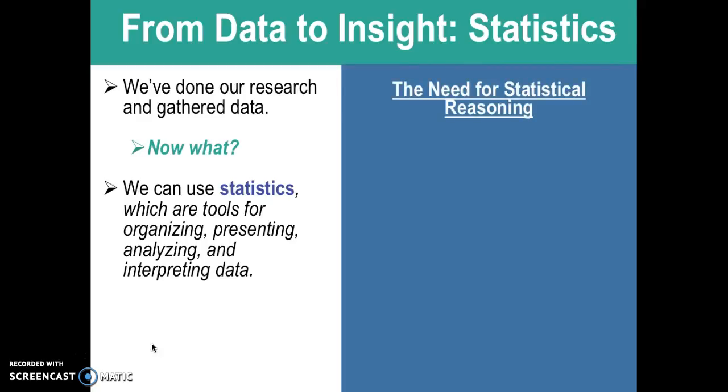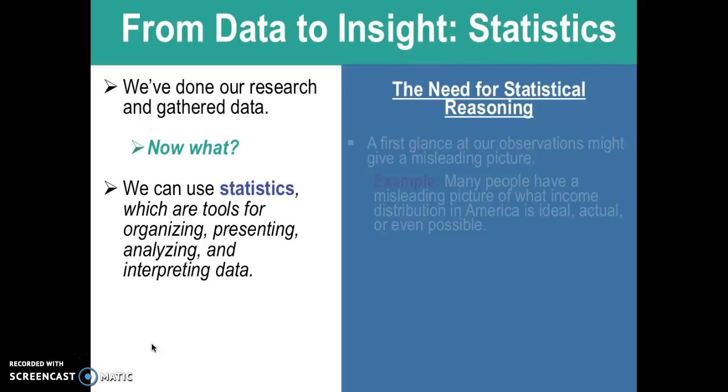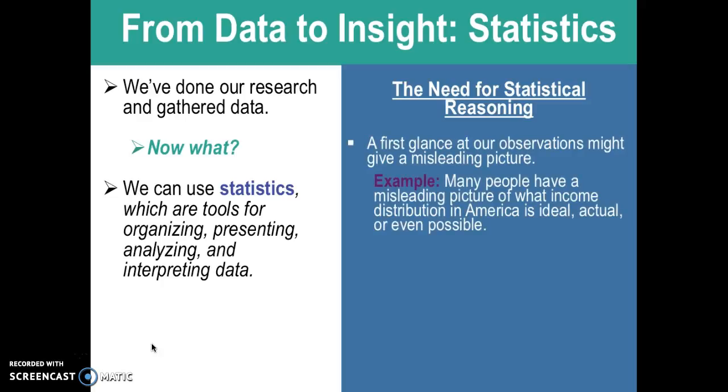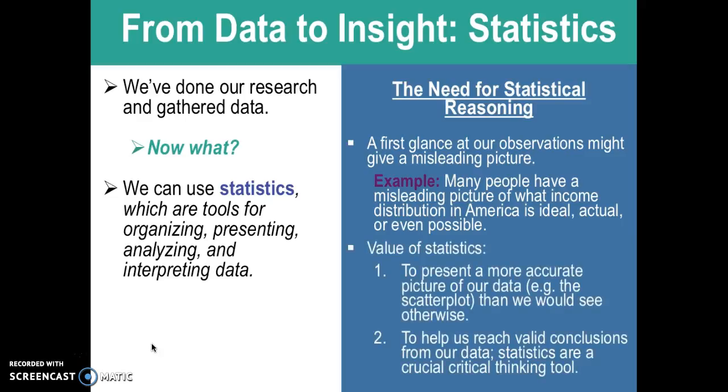Now, we do this for many reasons. Here are the reasons. At first glance, our observations might give us an inadequate, misleading picture. So we have to look at it because it presents a more accurate picture of our data, such as the use of a scatter plot. It also helps us reach valid conclusions. They're a crucial critical thinking tool.